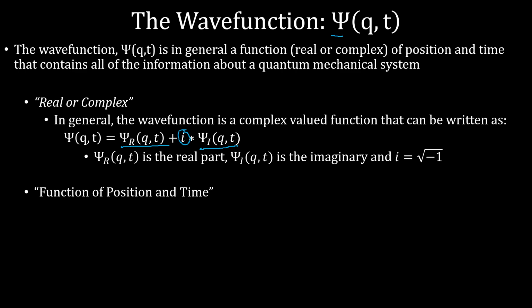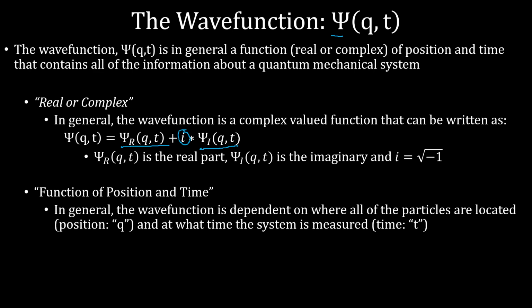So now let's look at another piece of this definition. We also see that it's a function of position and time. And what that means is, in general, the wave function is dependent on where all the particles are located. So again, where everything is located is given by our spatial coordinates q. But the wave function is also determined by what time the system is measured at, hence t, and why our wave function is a function of both q and t.